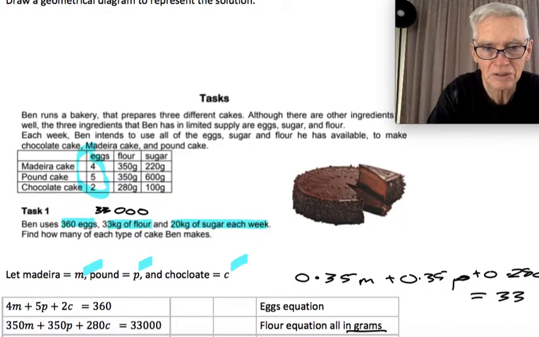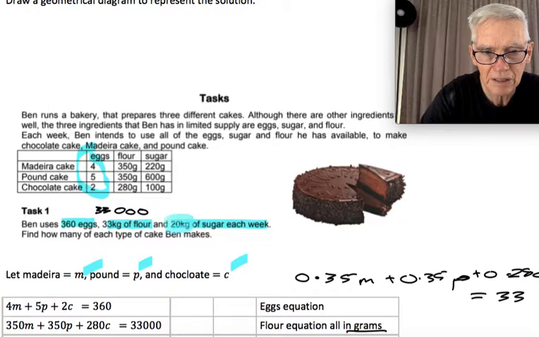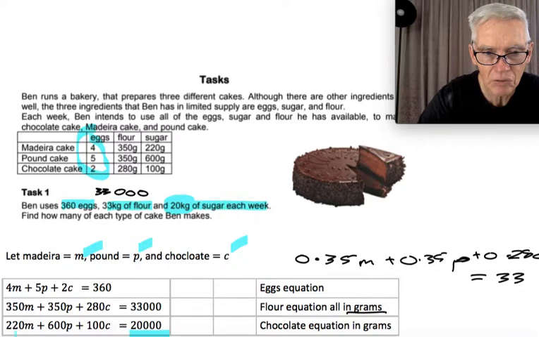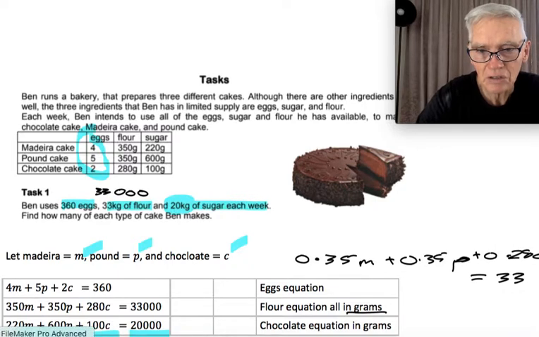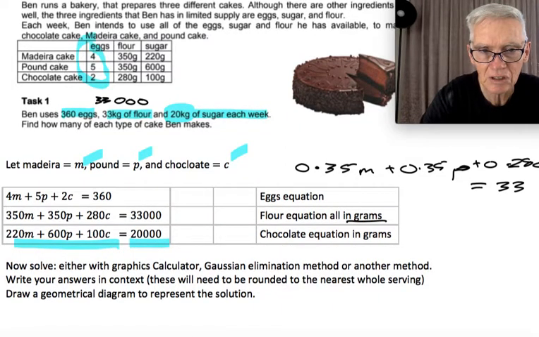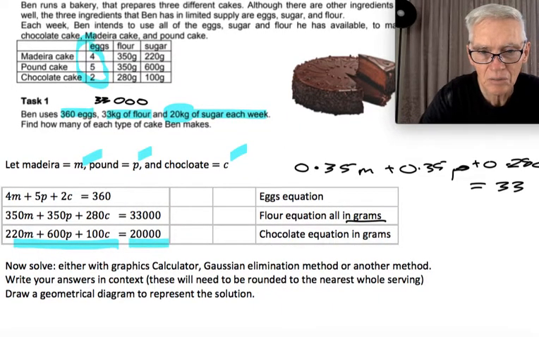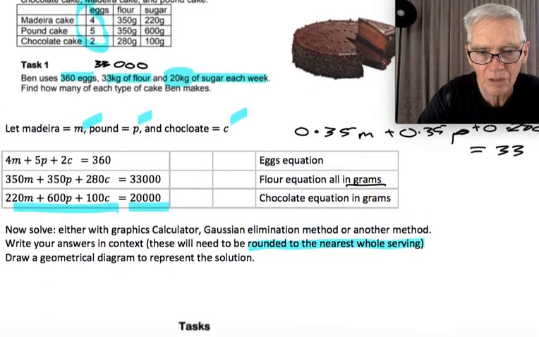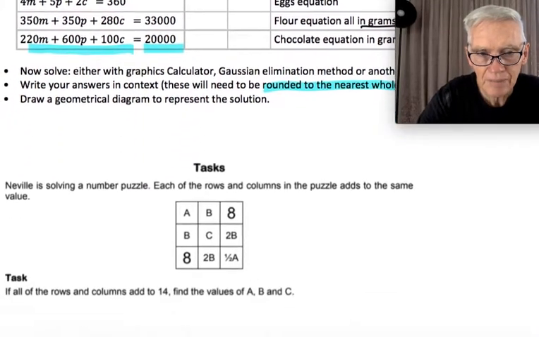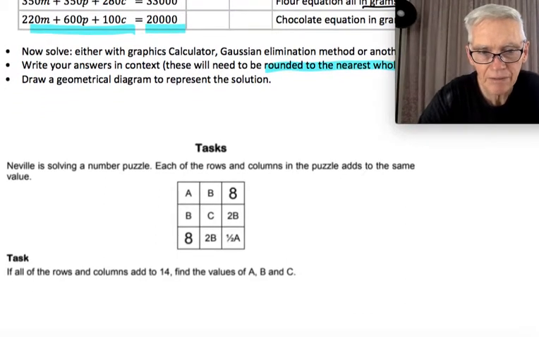So the next thing we're going to do is our last one, and we have 20 kilograms of sugar, so that's 20,000 grams, and you've got all that in grams there. Solve it on your calculator, or use the Gaussian elimination method, or use some other method, and you will get it done. Answer in context, so you're going to say how many of each cake you're going to make. You may have to round these to the nearest whole serving, or whole cake. And draw a diagram.